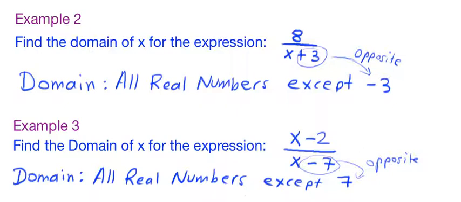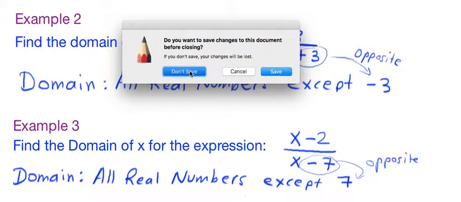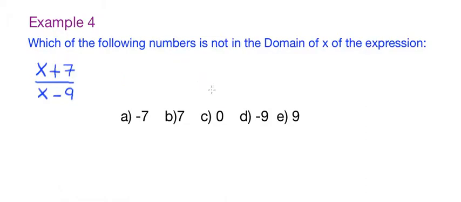Okay, let's go to the next page to see one more example. This time, this is a different form, worth going over. Suppose they say, which of the following numbers is not in the domain of x of the expression x plus 7 over x minus 9. Notice that this is saying which of the following numbers is not, this is very important, this part, look, is not in the domain of x of the expression x plus 7 divided by x minus 9.